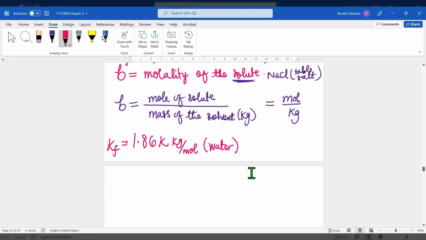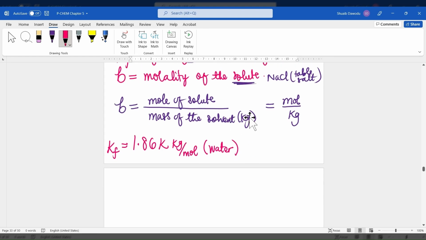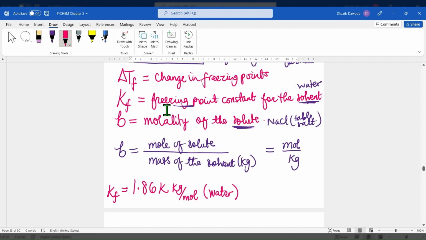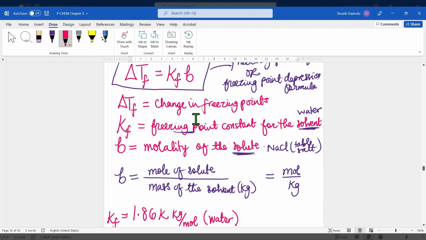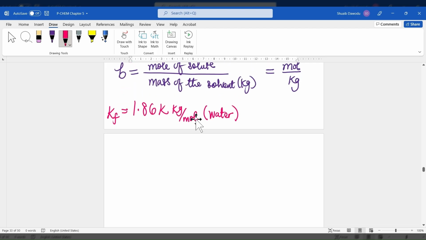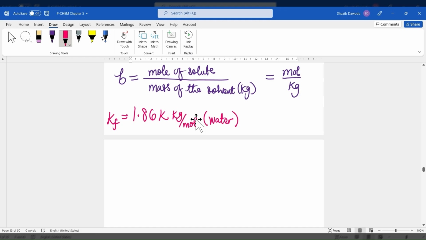So now we have to determine what the molality of the solute is, and then we multiply it by the K sub F to at least find the change in freezing point, since that's what we're going to be looking for using this formula. So we have a situation here. We don't have the molality, we don't have the moles of solute, we don't have the mass of solvent. But if we remember, we have the mass of the solute given to us, right?